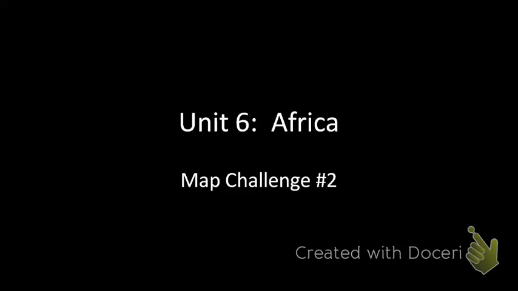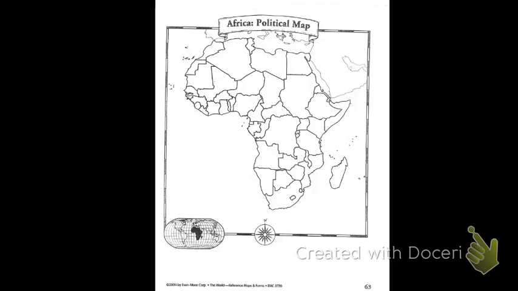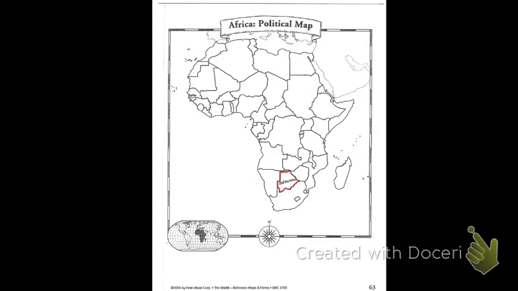Alright, this is your Unit 6 Africa Map Challenge number 2. So this is going to be the political map of Africa. On the opposite side of your physical map, you should have this map. Alright, we're going to start with Botswana, down in the southern part of Africa. That's Botswana. That's the first country on your list.